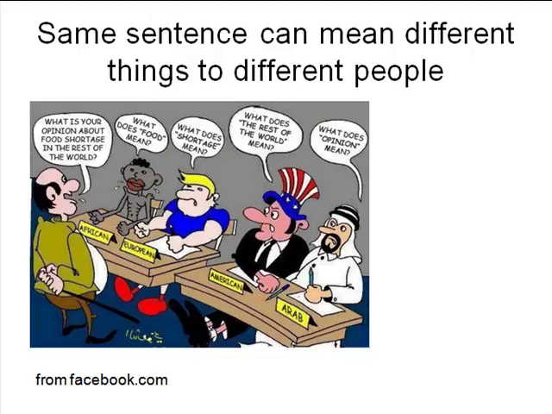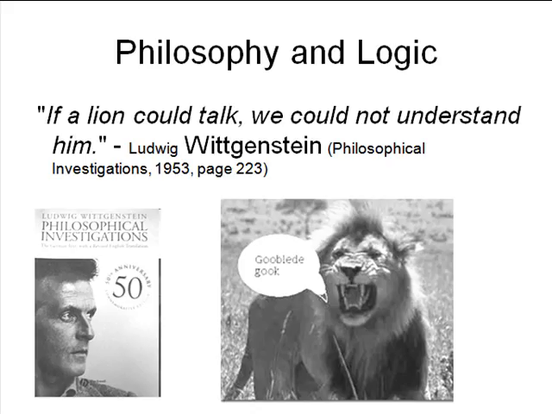So let's see. Language and logic is deeply tied to philosophy. And who is the biggest name in philosophy of language? Ludwig Wittgenstein, this guy, and his book Philosophical Investigations. In his quote, he says, if a lion could talk, we would not understand him. In Philosophical Investigations 1953, page 223, he says that.